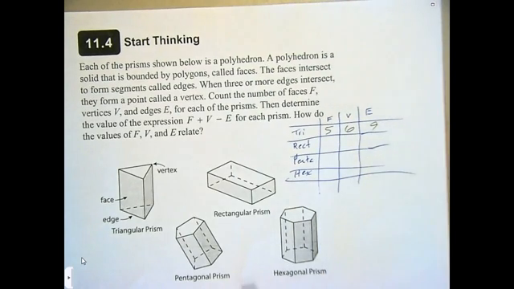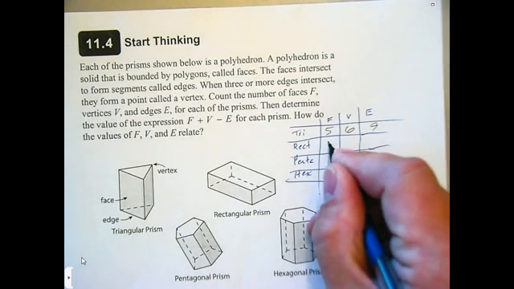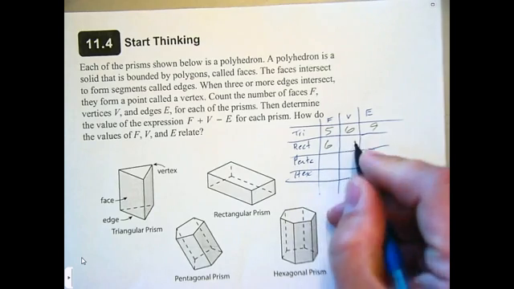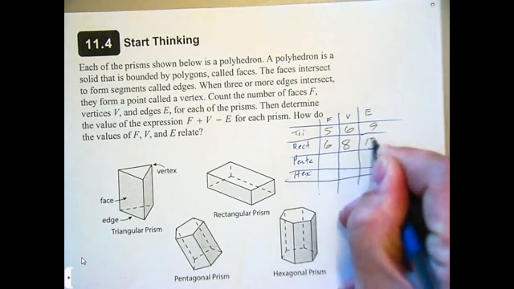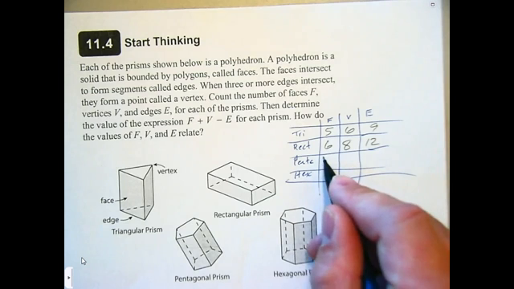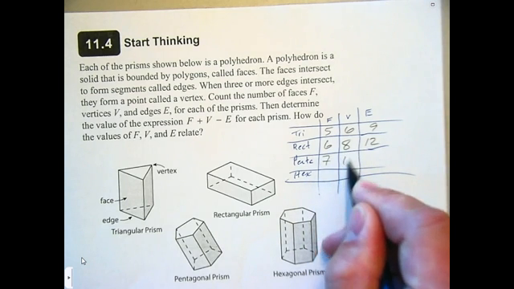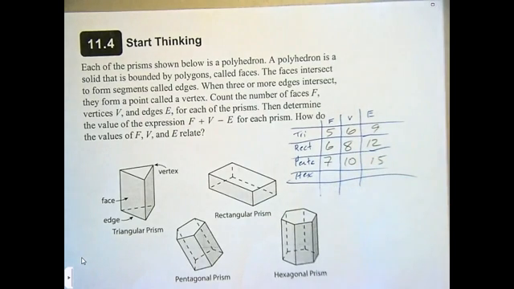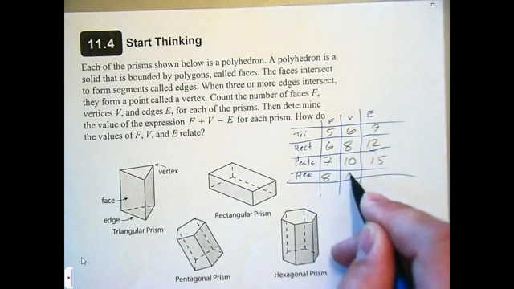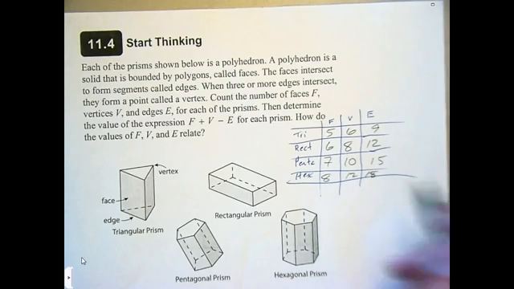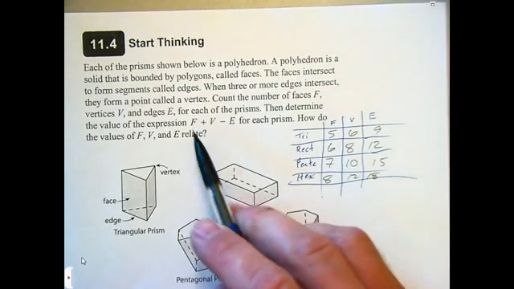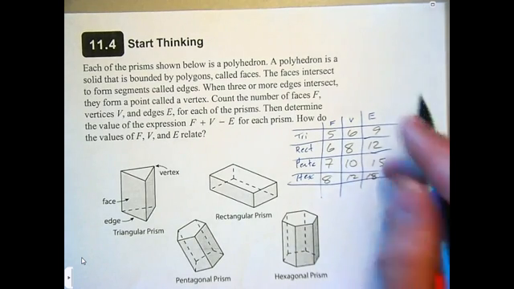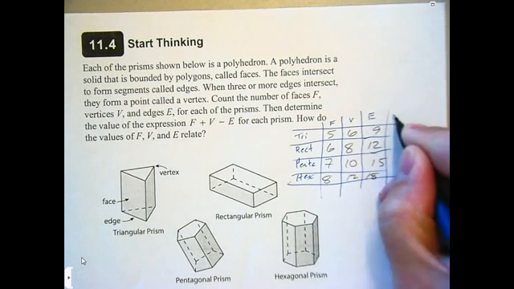Let's go on to rectangular. Tell your neighbor what you got for that one. Rectangular, what do we get? 6, 8, and 12. Penta, what do we have? 7, 10, 15. Hex? 8, 12, 18. Okay. F plus V minus E, that'd be our last column.